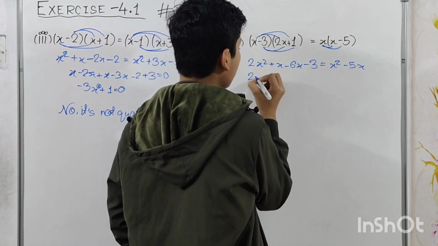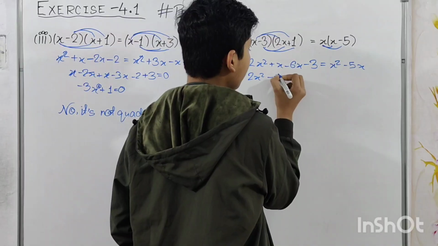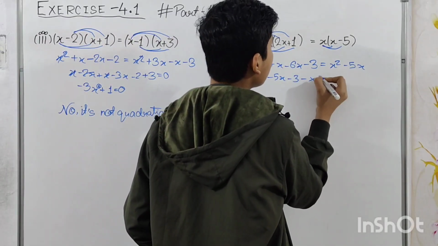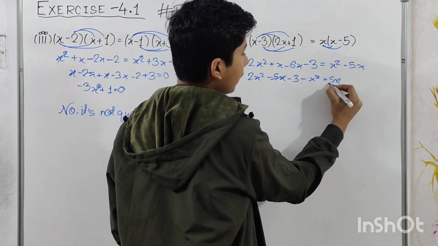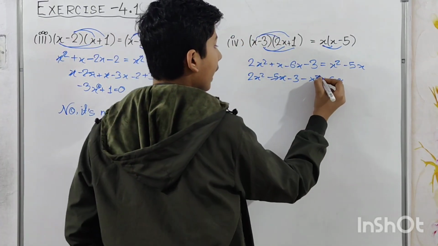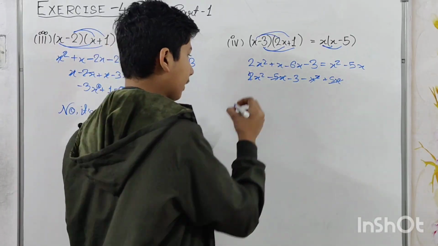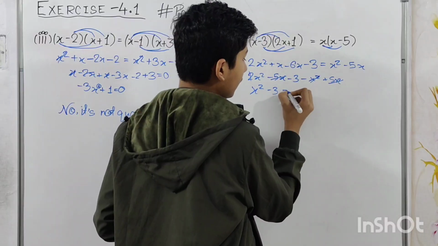So it will be 2x square and minus 6x plus x minus 3, minus x square plus 5x. So minus 5x plus 5x cancel. x square and 2x square, so there will be 1 x square left. x square minus 3 equal to 0.